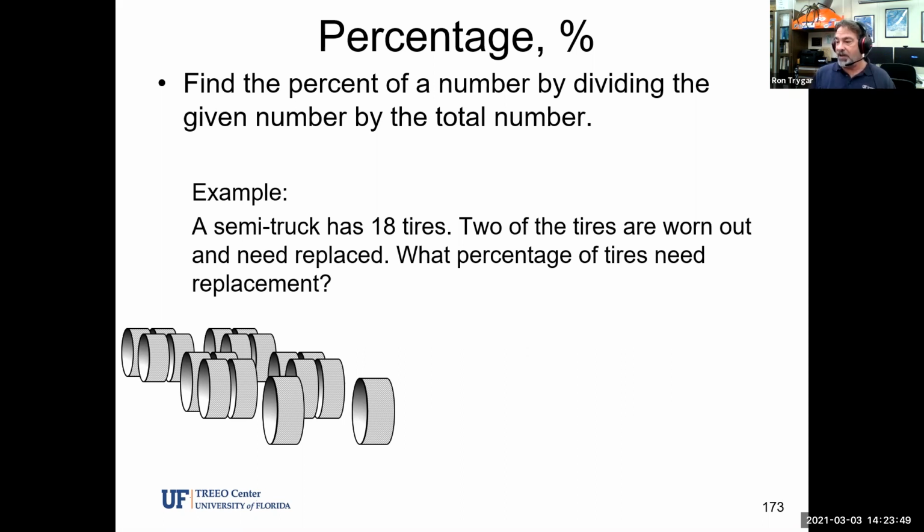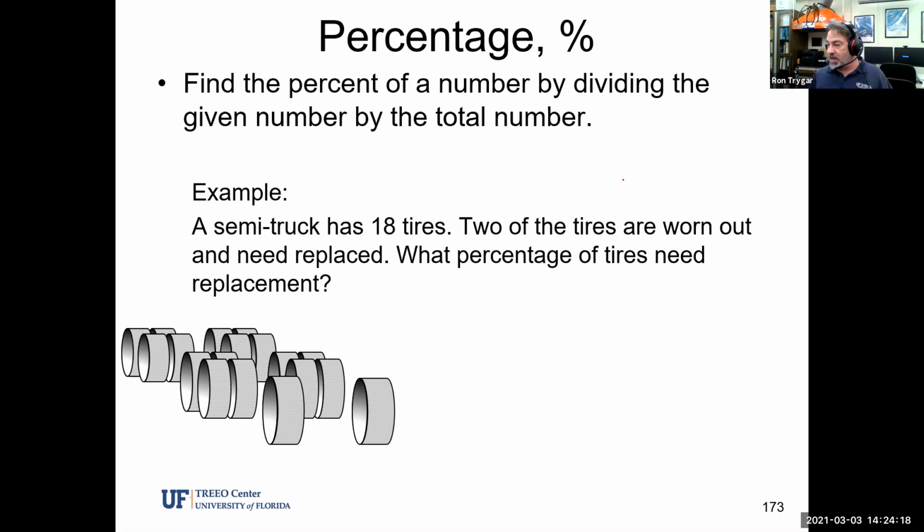Let's say that we have a semi truck on our grounds that we have to talk about tire replacement. Let's say we're going to replace a couple of tires per month, and what percentage of tires are being replaced. So a semi truck has 18 tires. So you can kind of see in this picture, we have the 18 wheel semi sitting here without the actual body of the vehicle. We just got the 18 tires.